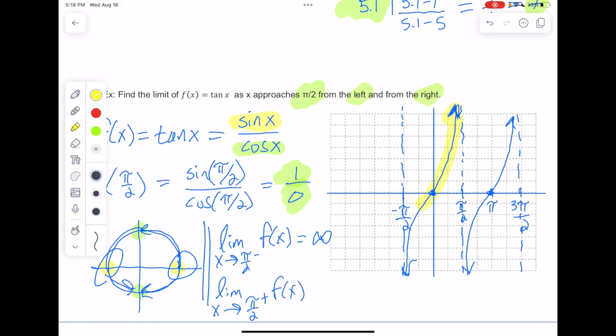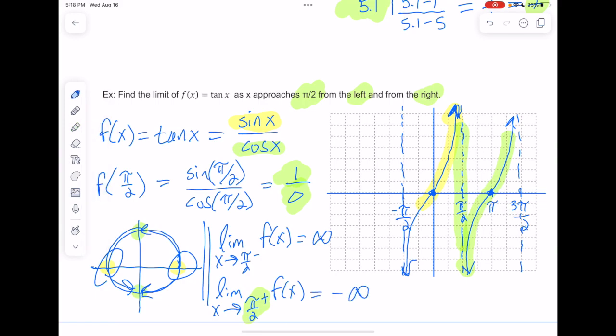So just doing a little bit different with the color here. We're looking at pi over 2 from the right. So here's my pi over 2 line. We're approaching that from the right-hand side. So coming like this, it looks like we're going down towards negative infinity. So this one would be negative infinity.